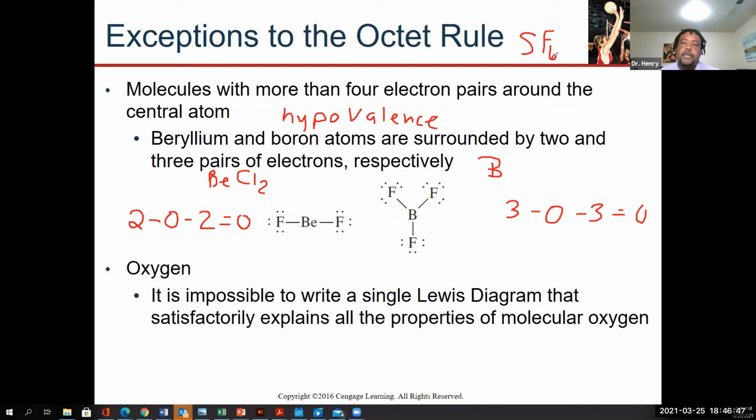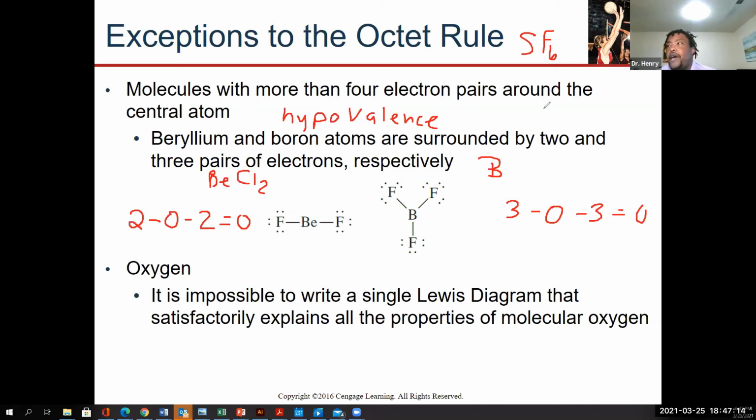Usually if you see something like this, fluorine will never be a center atom. Never, ever. So that is a dead giveaway. That means this one is definitely going to be hypervalent. Does that make sense? It's going to be hypervalent. SF6, hypervalent.